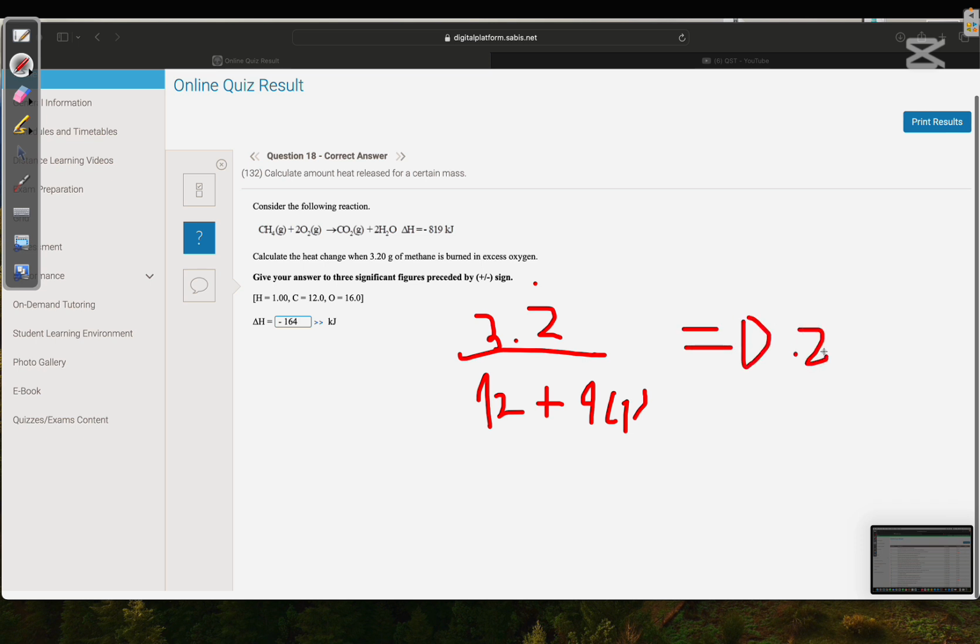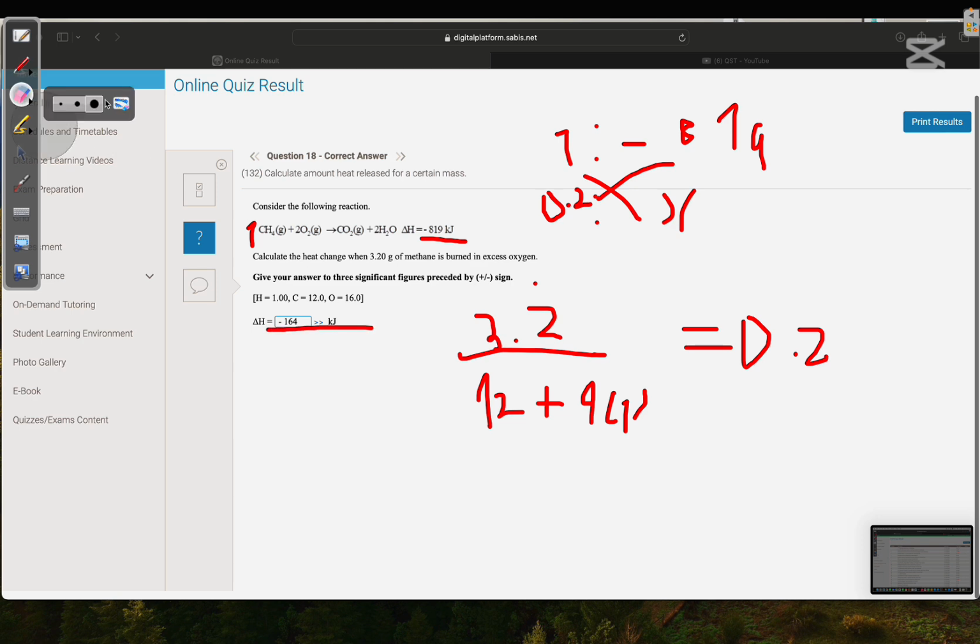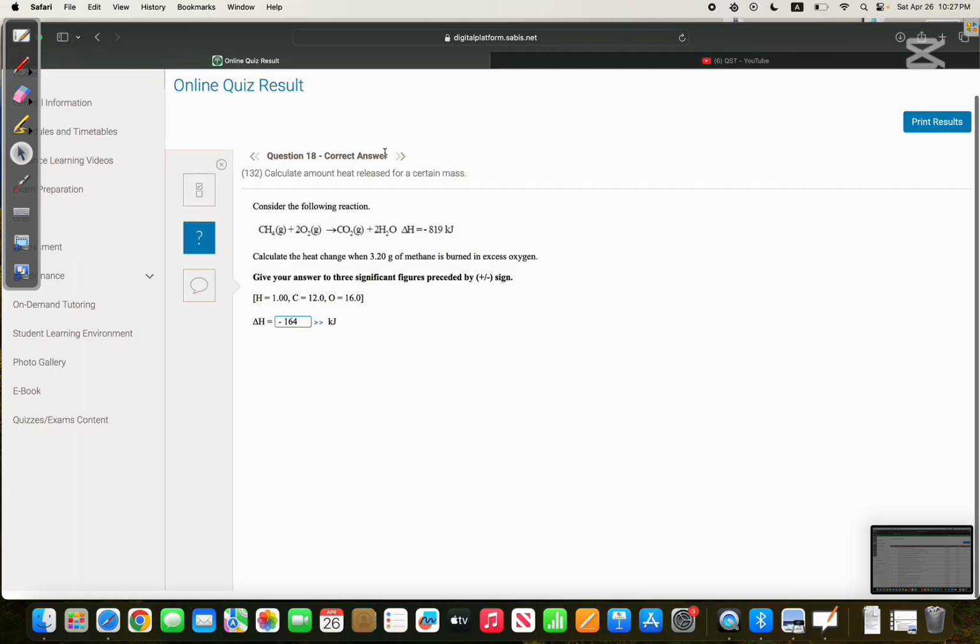Okay, so let's compare with the equation and make a ratio. So here there is 1 mole, which will give negative 819. So 1 to negative 819, and 0.2 to x. We cross multiply and we get that x is equal to negative 164 kilojoules.